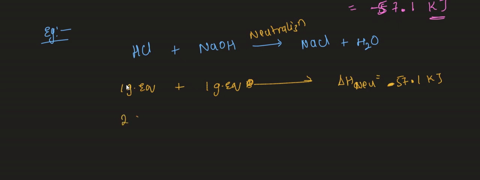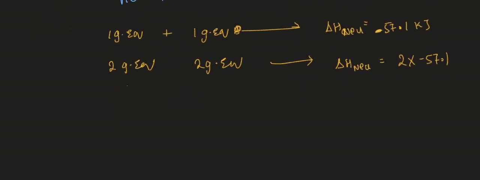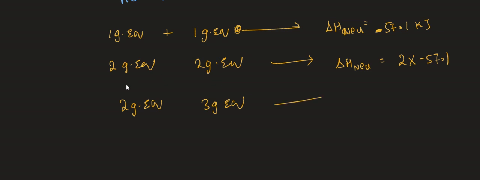Next, when 2 gram equivalents of strong acid react with 2 gram equivalents of strong base, the delta H of neutralization you are going to get is 2 into minus 57.1. I hope you are understanding what I'm trying to say. But this time I take 2 gram equivalents of one and 3 gram equivalents of the other. What should be our answer? Always remember, whenever you get uneven numbers, go with the lesser one, because the lesser one is acting as the limiting reagent. So our answer is 2 into minus 57.1.